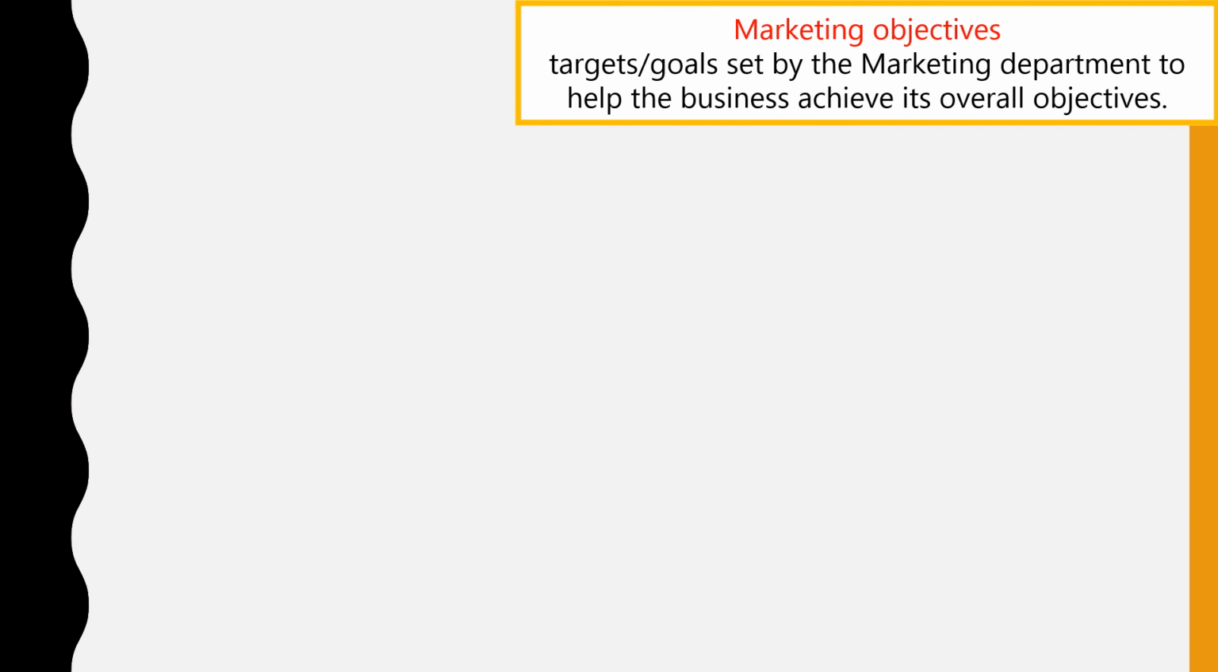Let's look at the first explanation at the top right here. We are talking about marketing objectives, and what does it mean? It is a set of targets or goals by the marketing department to help the business achieve its overall objectives. So as mentioned earlier, the marketing department has a role to play to ensure that by achieving its own department's objective, it is achieving the overall objective of the company, i.e. the corporate objective. Let's look at an example of a corporate objective of company A.